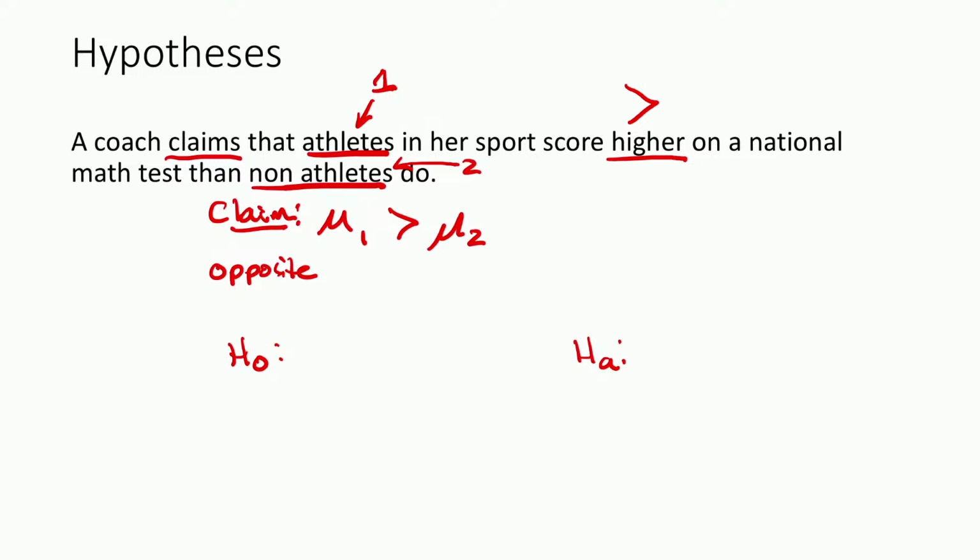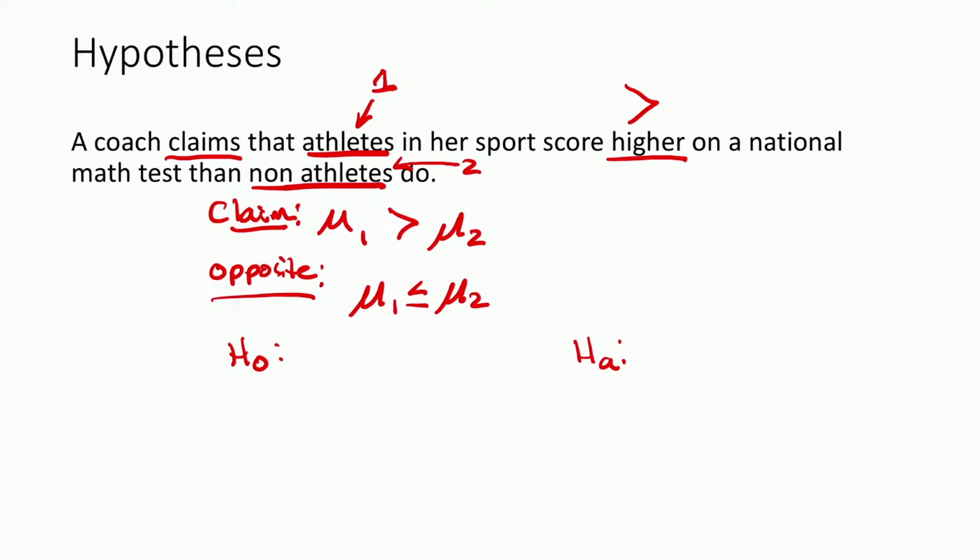Ethan knows the opposite, don't you? Yeah, it's just the mu 1 is less than or equal to the mu 2. Okay, very good. He doesn't even want to say it, but yes, it's mu1 less than or equal to mu2. That's okay. As long as you can write it, you don't have to say it. So, very good. Make sure you have all of those symbols.